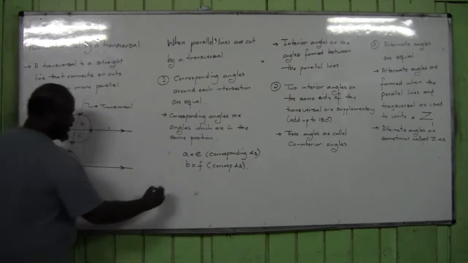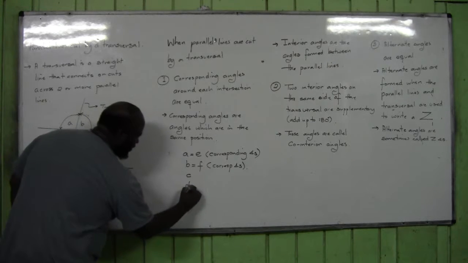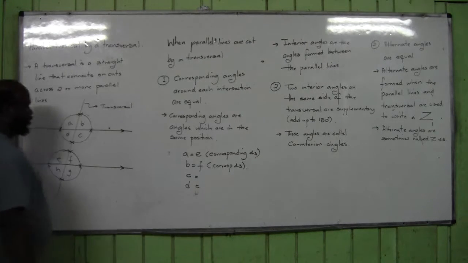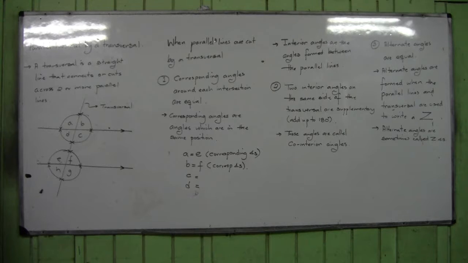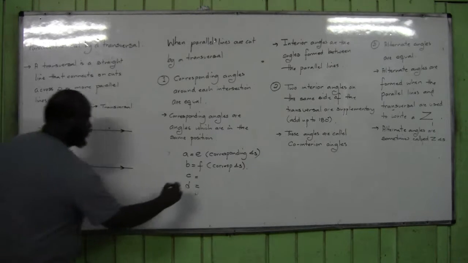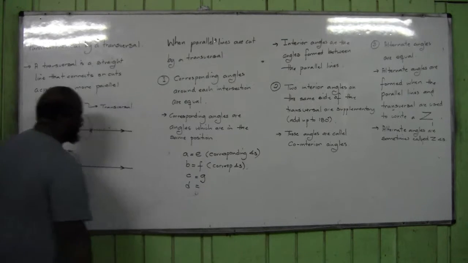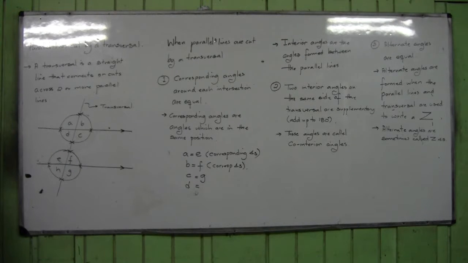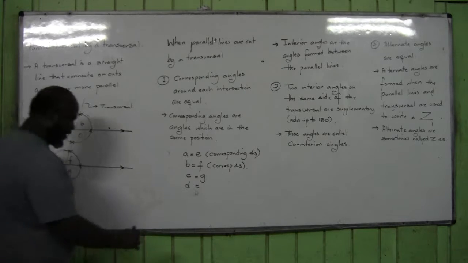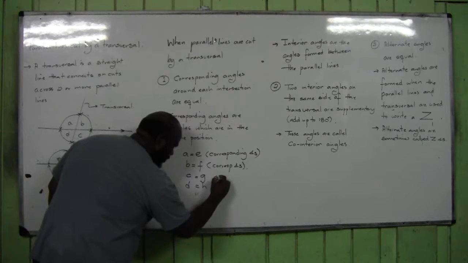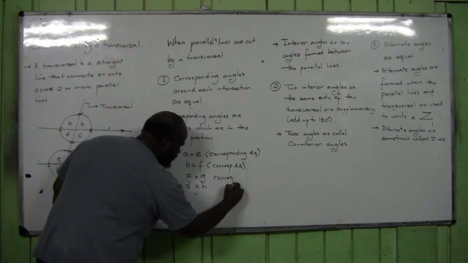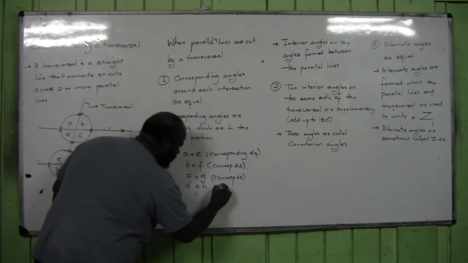Alright, so we have C and we have D. What is C equal to? G. And D is equal to H. Why? Because they are corresponding angles.